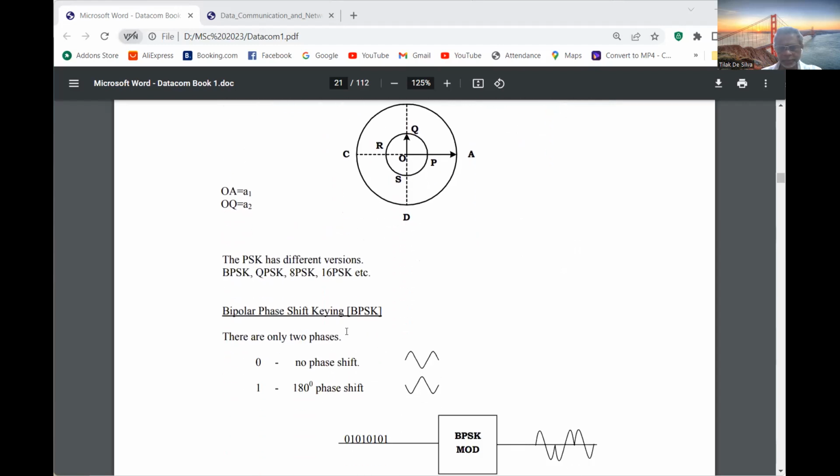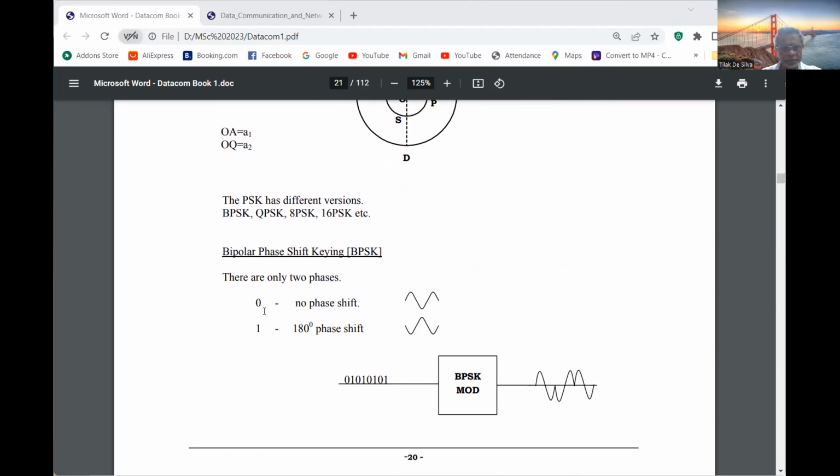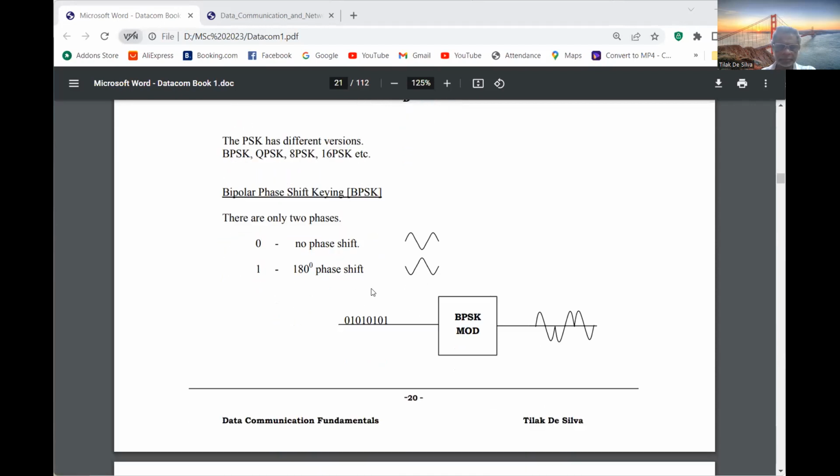Then BPSK, binary phase shift keying, means we have only two phases. For 0, it is 0 degree phase shift. For 1, it is 180 degrees phase shift. So when 1, 0, 1, 0 is coming, the first one is 0, so there is no phase shift. The second one is 1, it is 180 degrees phase shift. The third one is 0, no phase shift, like that it is going. This is called binary phase shift keying because there are only two phases. Is it clear? Any question?